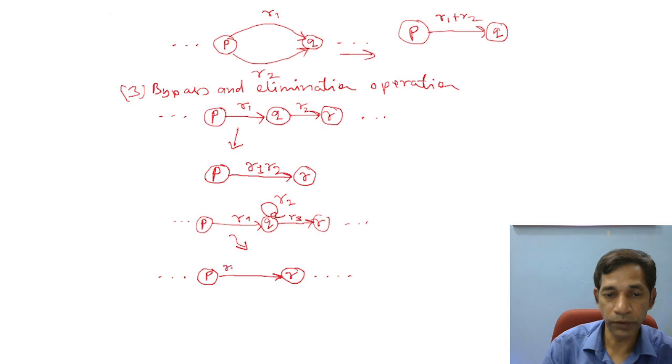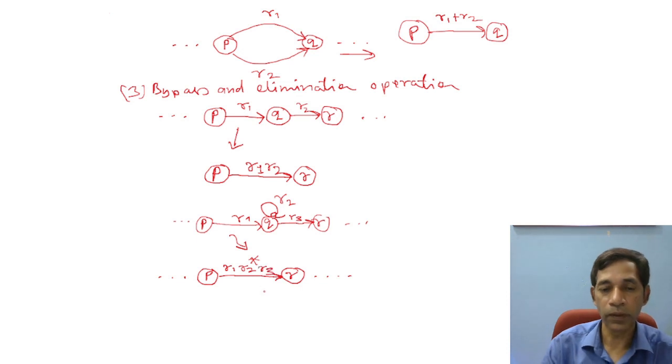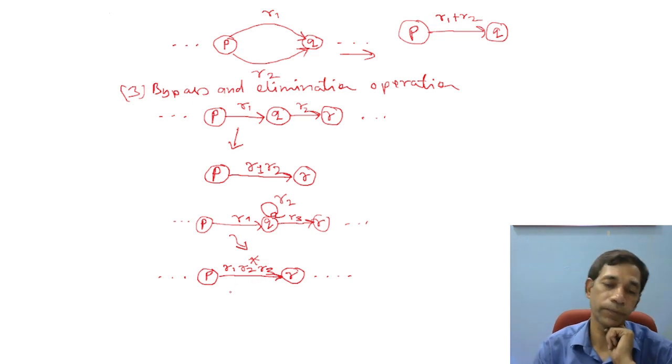You have the regular expression R1. Then once you are at Q, you can repeat R2 any number of times, or you may not repeat. You just have R1 and R3. So you have to write R1, R2 Kleene star, then you can go for R3. So once you have eliminated the state Q, you have the regular expression R1 R2 Kleene star R3. This is the situation.